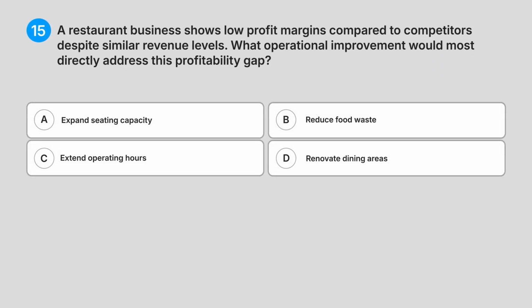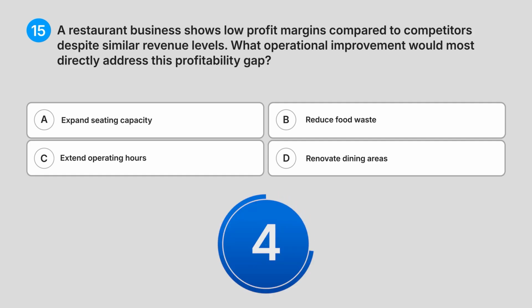15. A restaurant business shows low profit margins compared to competitors despite similar revenue levels. What operational improvement would most directly address this profitability gap? A. Expand seating capacity. B. Reduce food waste. C. Extend operating hours. D. Renovate dining areas. Can you guess the answer?